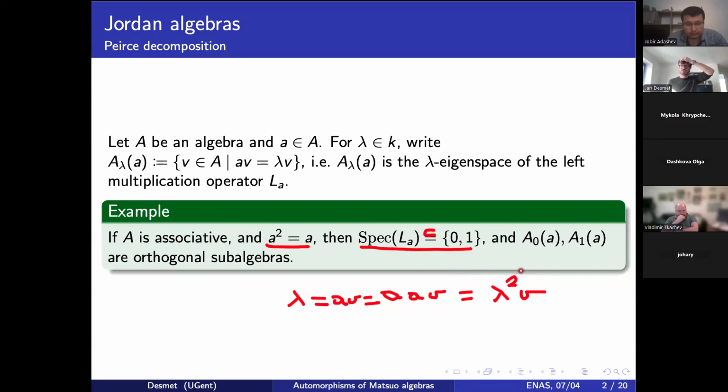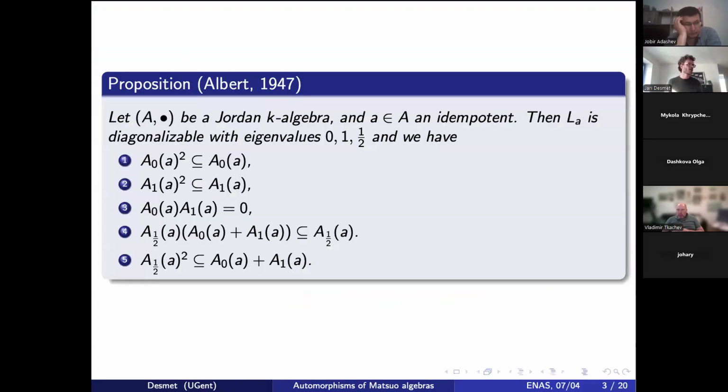And then more generally, you can also say that the 0 eigenspace and the 1 eigenspace are both subalgebras, and they have to be orthogonal. This is kind of telling you that idempotents decompose your algebra into smaller parts, which are easier to handle. And back in the 40s of the last century, this is also something that was noticed for Jordan algebras, this sort of Peirce decomposition.